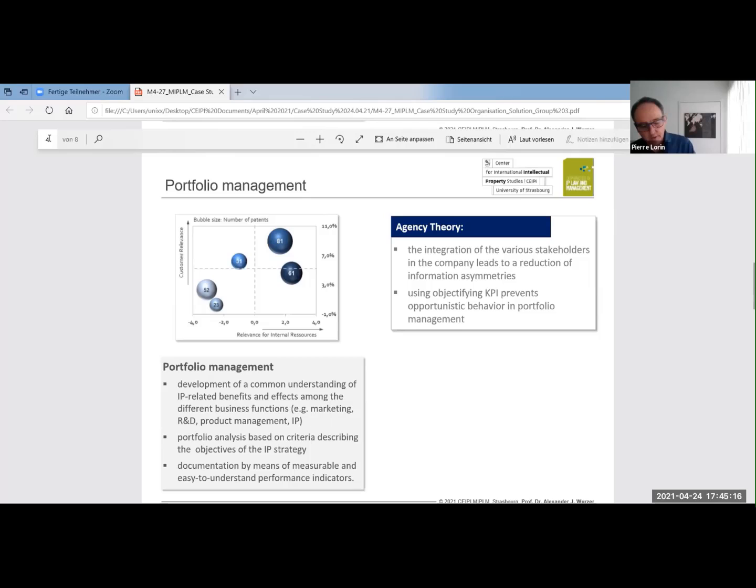Now, according to the agency theory, in an organization, we could say that any organization has asymmetry of information that exists typically between the principal, which we could see here as the management representing the shareholders, and the agents that are the different functions we mentioned: marketing, R&D, IP. So doing such a cross-function portfolio analysis will reduce the asymmetry of information. It will bring a lot of transparency in the process.